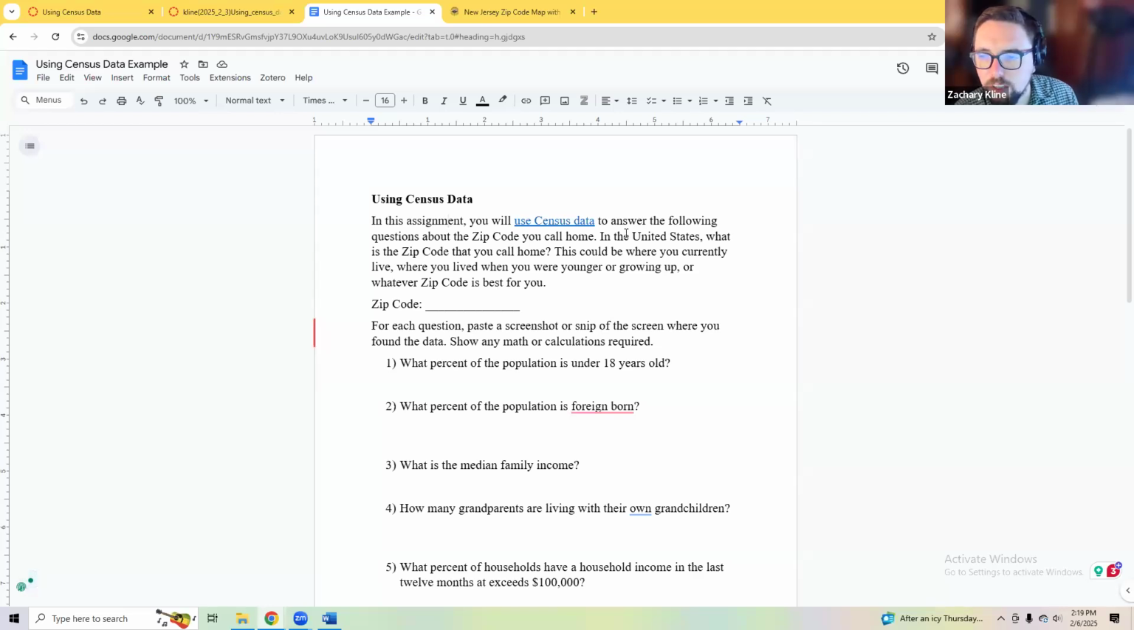Okay, so in this assignment, we're using census data to answer the following questions about the zip code that you call home. It could be where you currently live, where you grew up, where your parents live, where your family lives, where TCNJ, if that's the closest thing to home for you, whatever it is that you would call home.